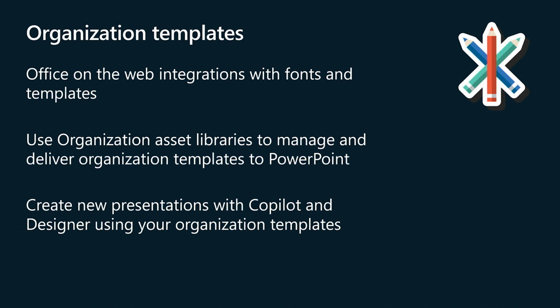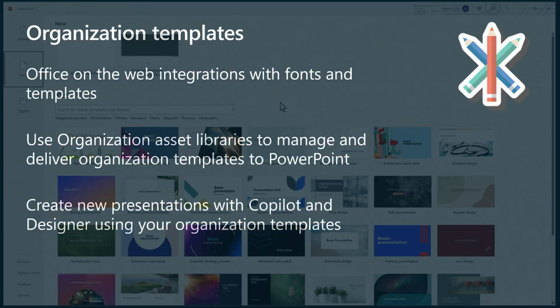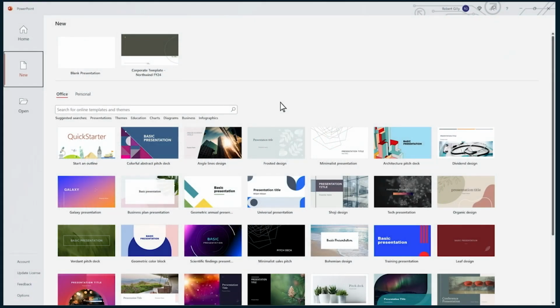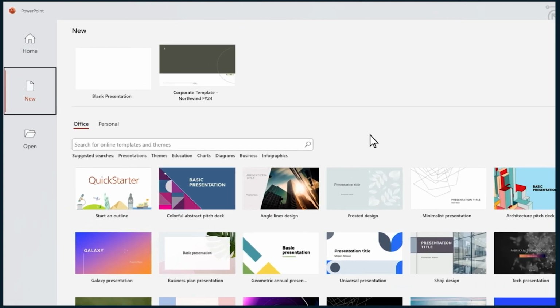So you can actually have your organization branded templates in those template libraries that you've been able to create. And then when you go into Copilot, you can actually ask it to create a PowerPoint presentation using that template, and it's going to build out a presentation for that. So what does that actually look like? Well, I can actually show you how it works.